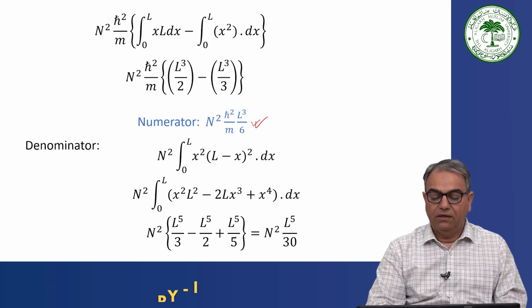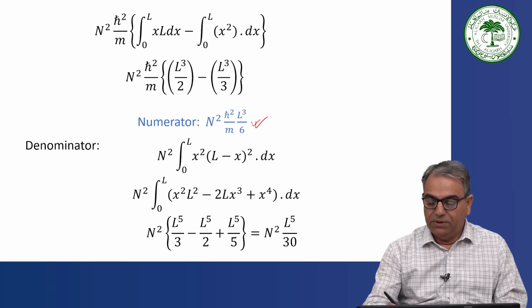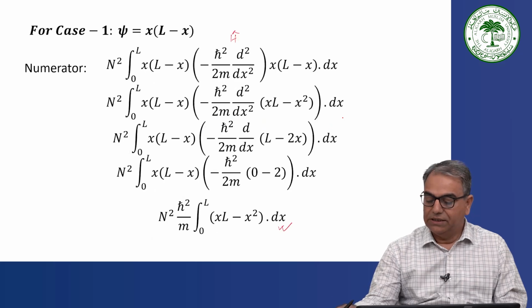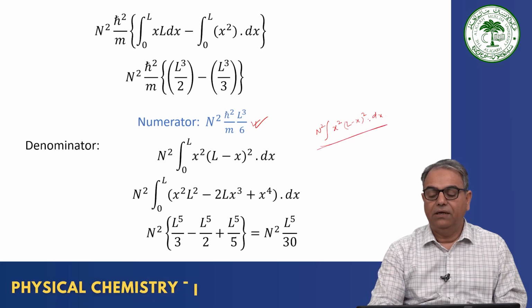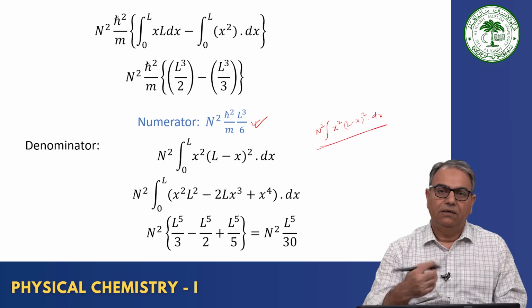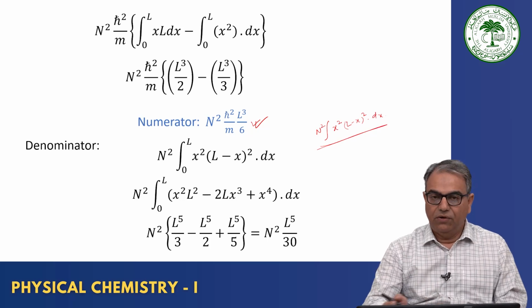In the denominator you have the normalization, and then you will have x into L minus x, twice, so you can write x square (L minus x) square dx. This is your denominator. You do not have H in the denominator. That's the normalization condition in the denominator.